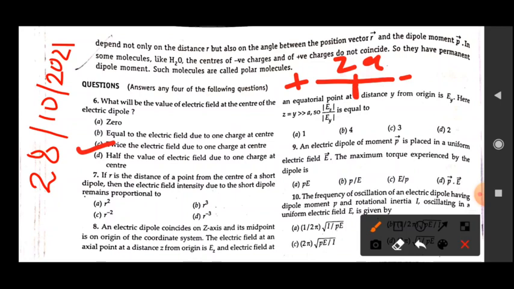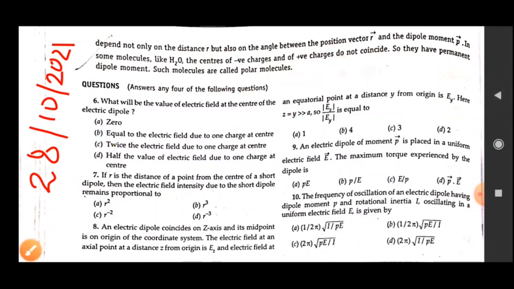That will always be two times the electric field of one charge, because the electric field due to this charge and this charge will be added up, and their directions are already different. So due to that they will be added, and we get two times the electric field. Now after this, let's see the second question.